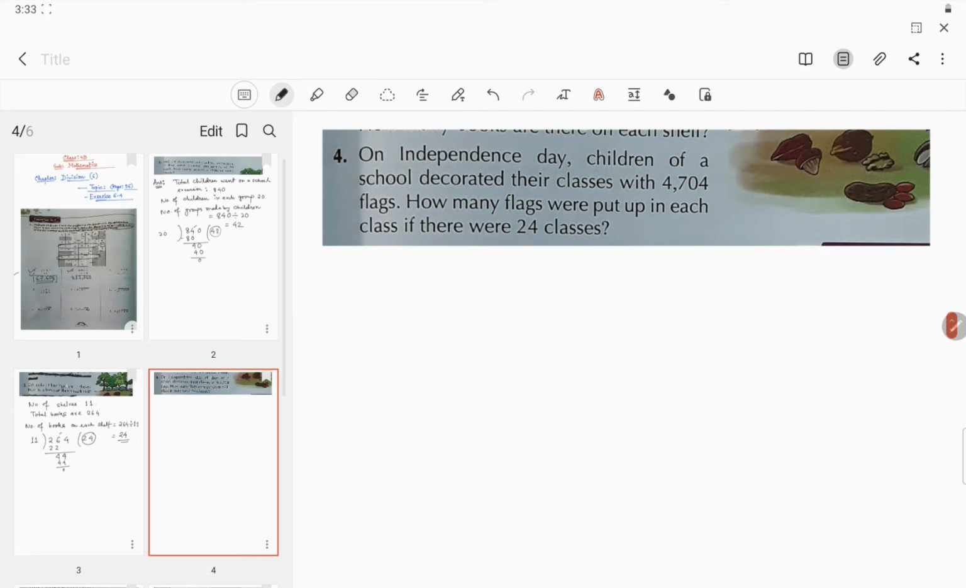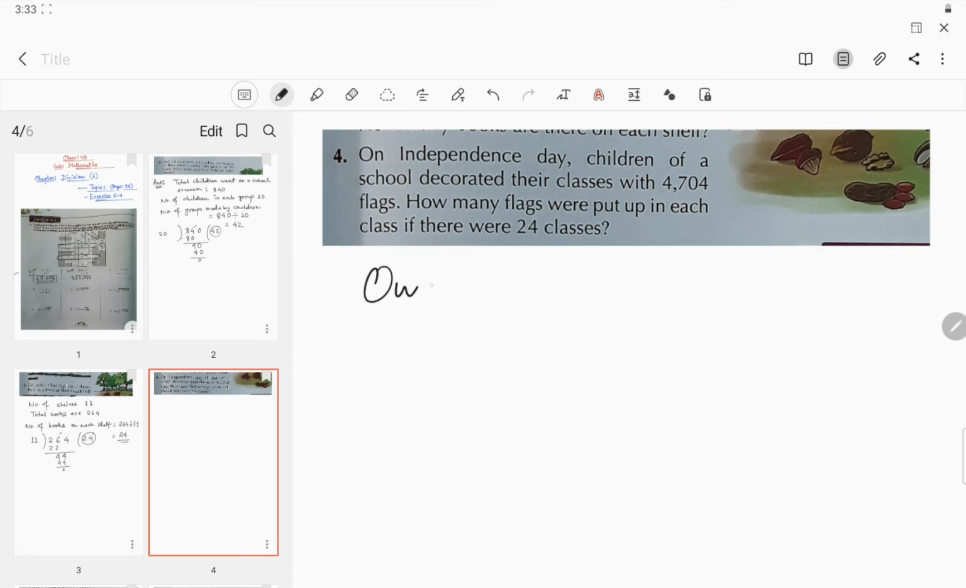Now question number 4. On Independence Day, children of a school decorated their classes with 4,704 flags. How many flags were put up in each class if there were 24 classes? Again, you have to do division.